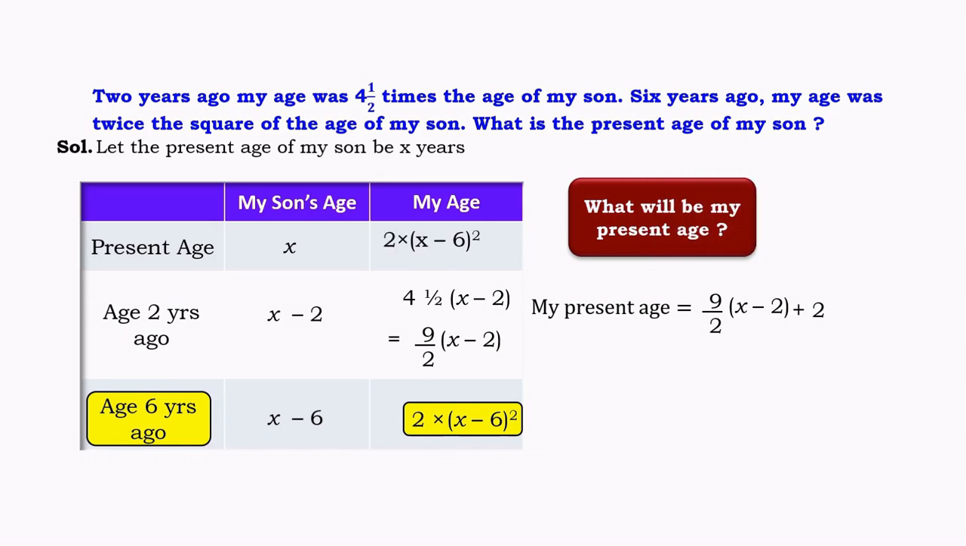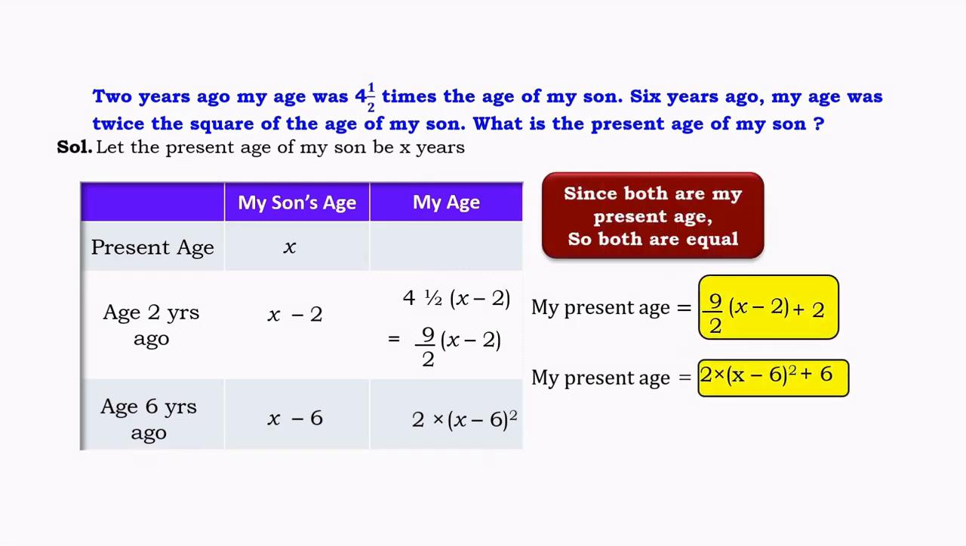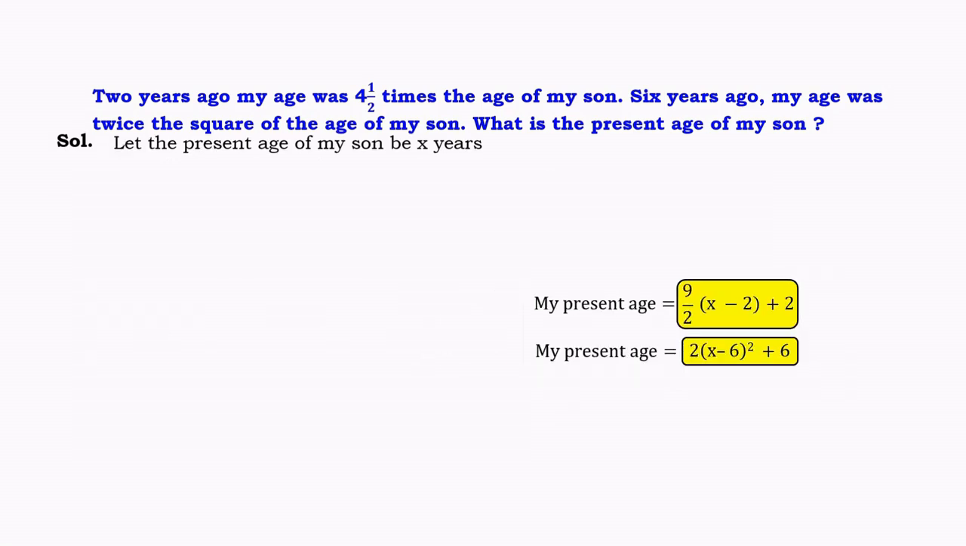Notice that both expressions represent the father's present age. Therefore, they must be equal. Now we will solve the rest in the next slide. Now, both expressions for the father's present age have been formed. Let us simplify them and find the son's present age.